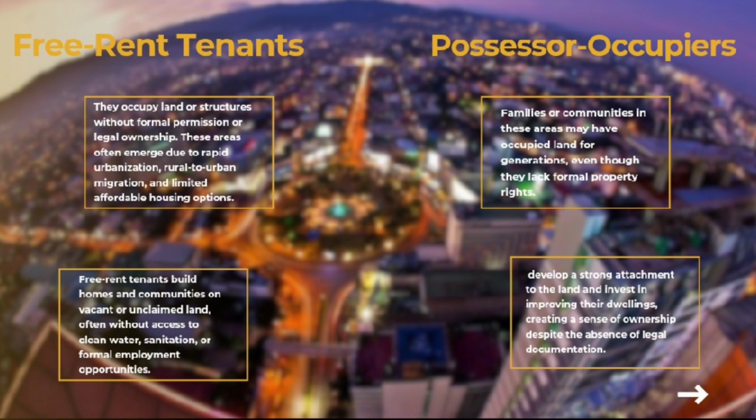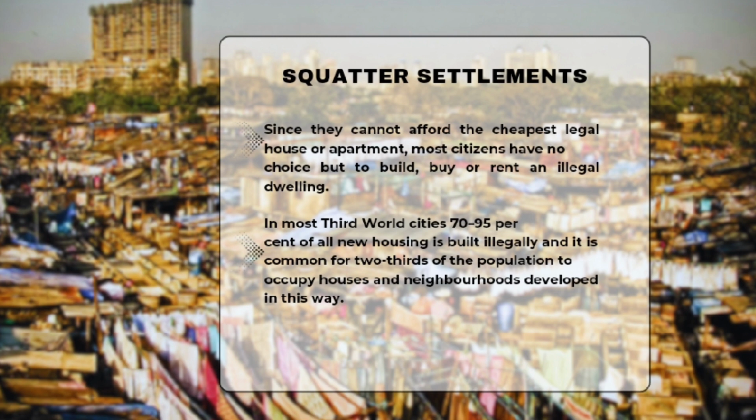Then possessor occupiers. So in third world cities, a significant portion of the population live in homes that they essentially possess and live in, but they have no legal ownership of this home. So this is against the law. So some example of it, squatter settlements. So why are there squatter settlements?